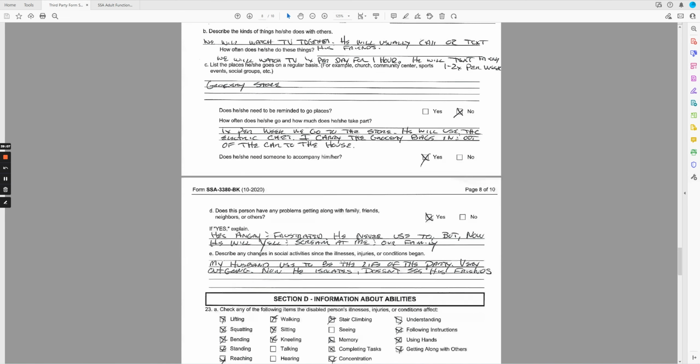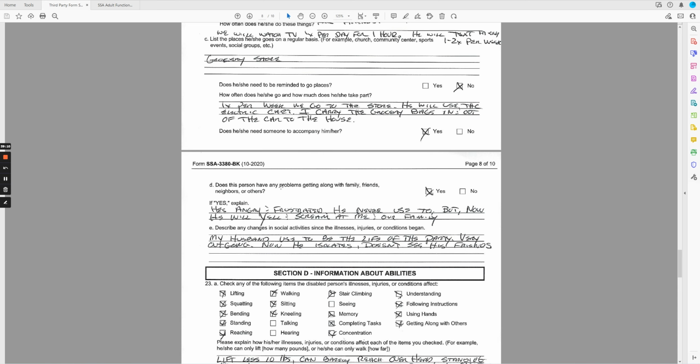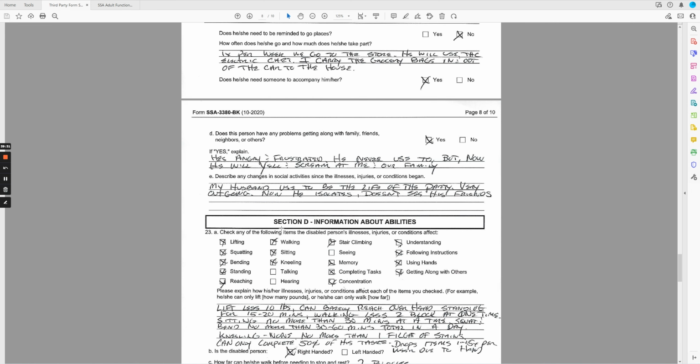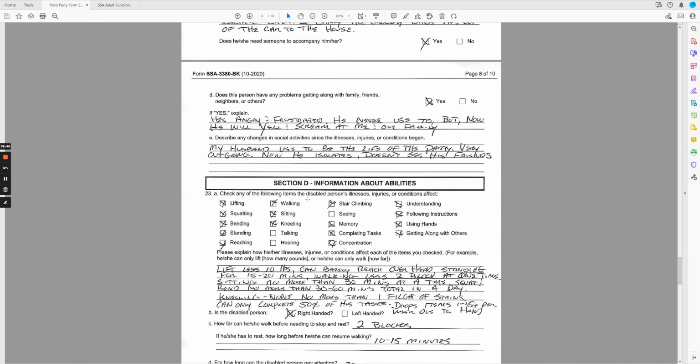And then here they're going to get into some mental health issues. They talk about, does he have any problems getting along with family members or friends or neighbors? If someone has an anger outburst at an employer or a manager or even a coworker or a customer, then that person is not employable either. So he's angry and frustrated, he never used to be, but now he will yell and scream at me and our family. My husband used to be the life of the party, very outgoing. Now he isolates, doesn't see his friends, which is different than texting his friends. He doesn't see his friends very often. Kind of isolates in the house.